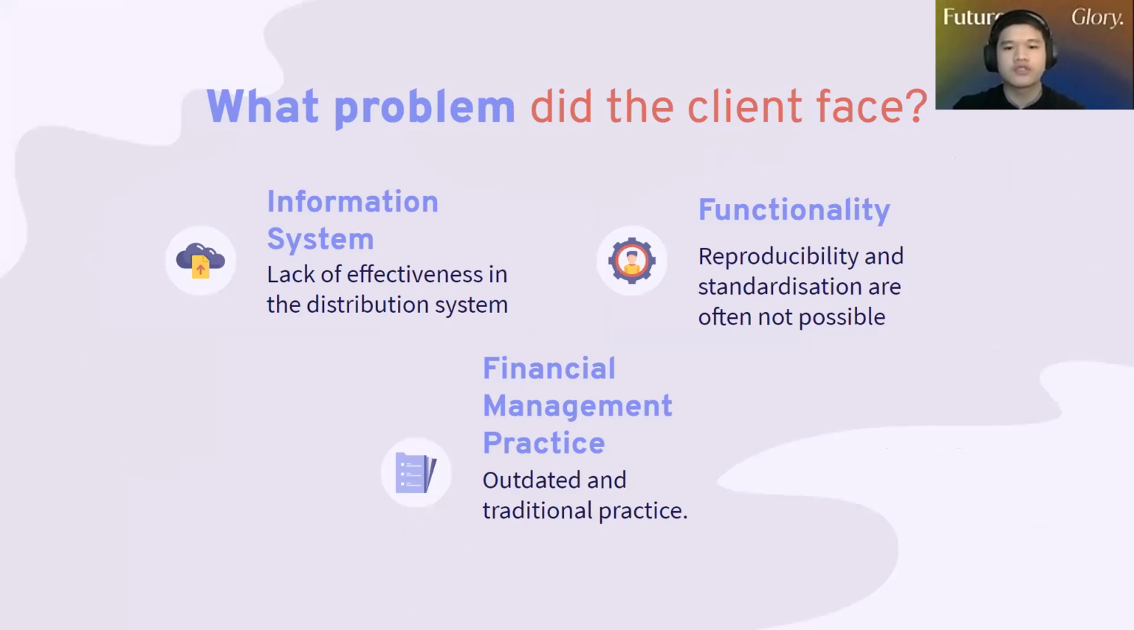Secondly, their current organization practices functionality is not efficient. Why? Because the team has been told that spreadsheets holding sensitive financial data are shared using Outlook. At any given time, multiple copies of such spreadsheets may exist. Furthermore, reproducibility and standardization are often not possible. The team felt like this could be a very major issue for the client.